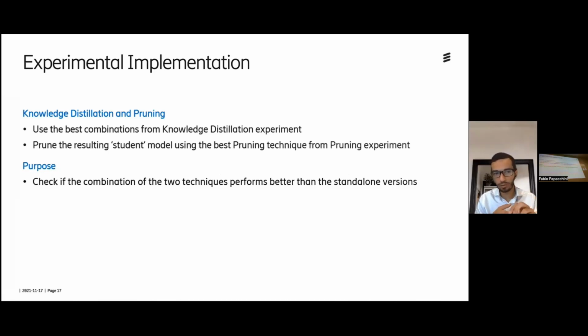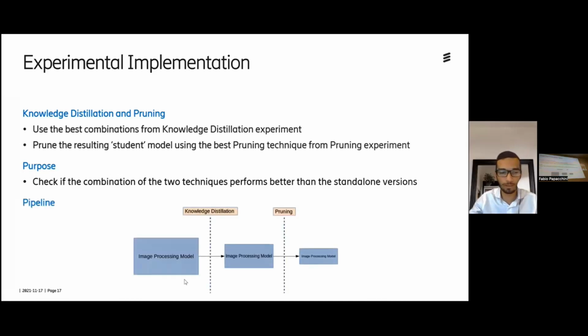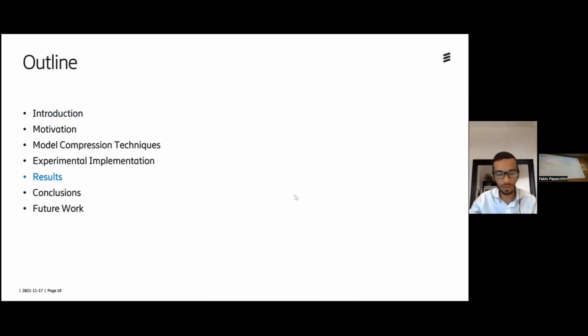And then we used pruning on the resulting student model, using the best pruning technique found from the pruning experiment. Our goal here was to see whether the combination of these 2 techniques performs better than the standalone versions. We can see the pipeline here: we begin with a large teacher model, compress it using knowledge distillation, getting a smaller student model, and then use pruning on the student model, getting an even smaller one.